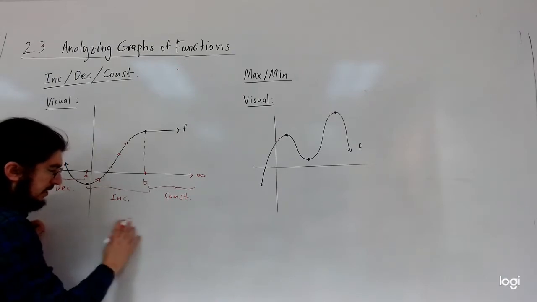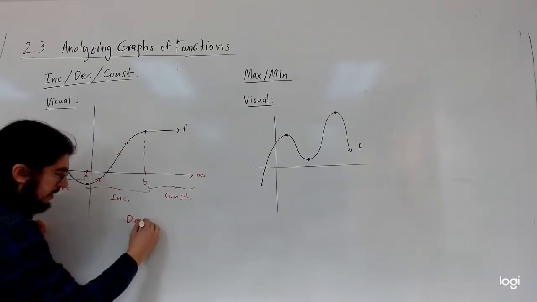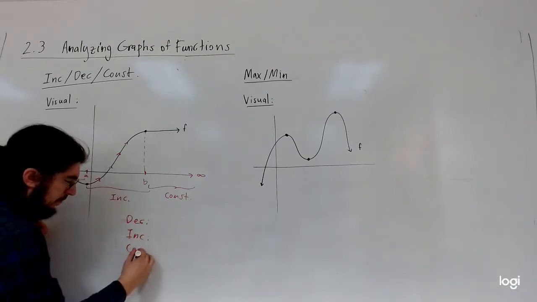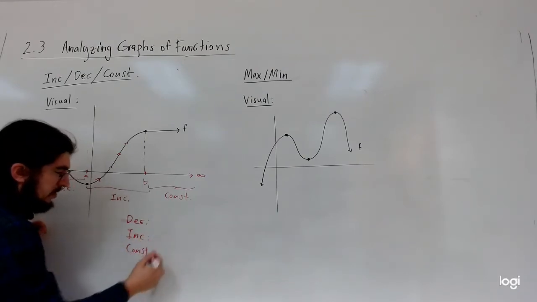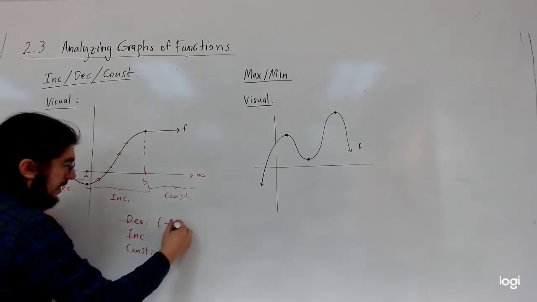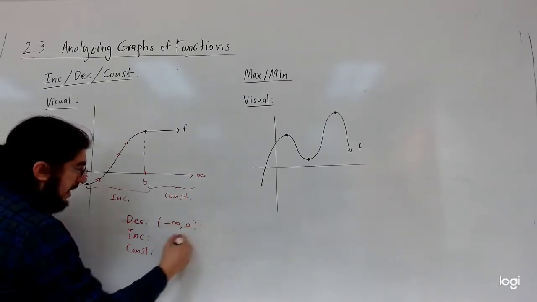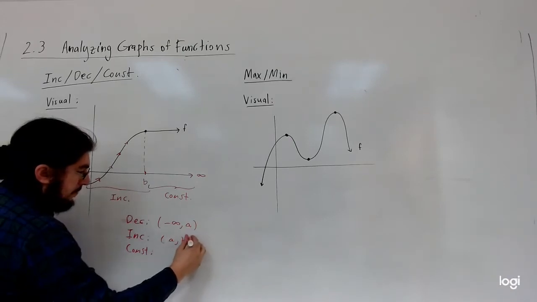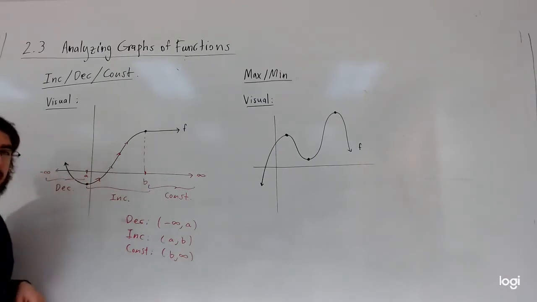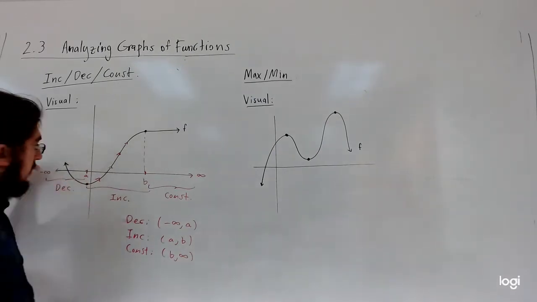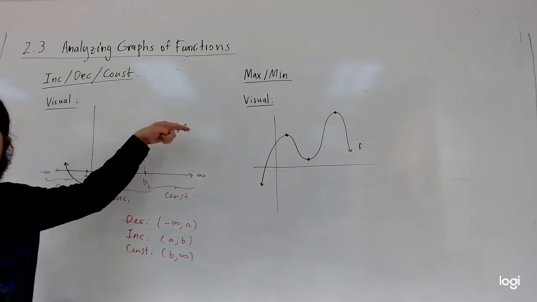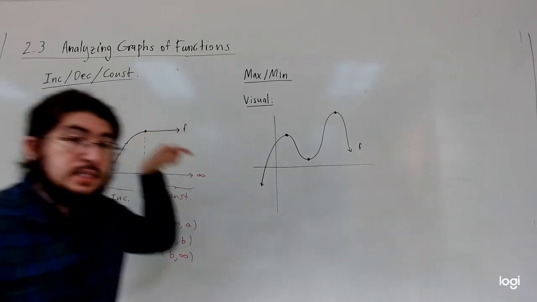As far as decreasing, increasing, and constant, the intervals for which the function is decreasing, increasing, and constant are, in interval notation: negative infinity to a, a to b, and b to infinity. Okay, but the visualization is that as you go from left to right, the function is either going down, going up, or not going up or down, just remaining constant.